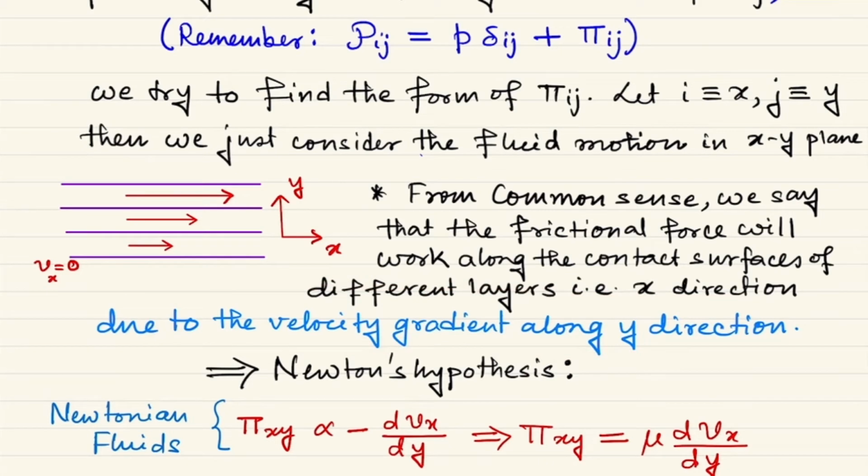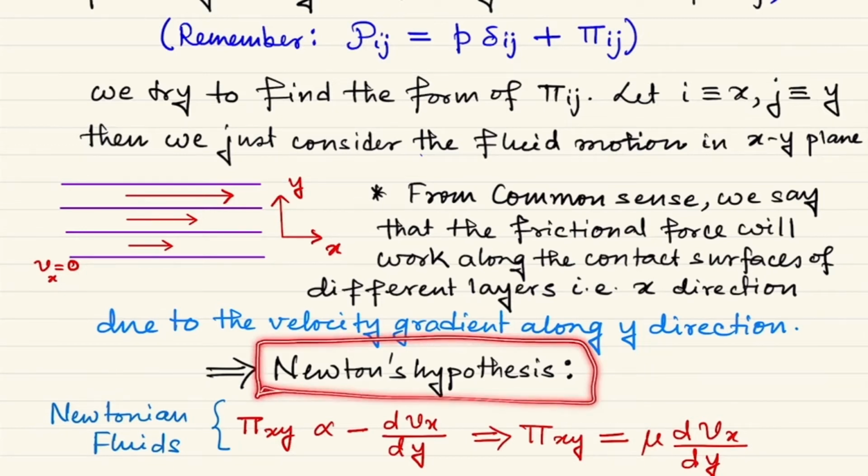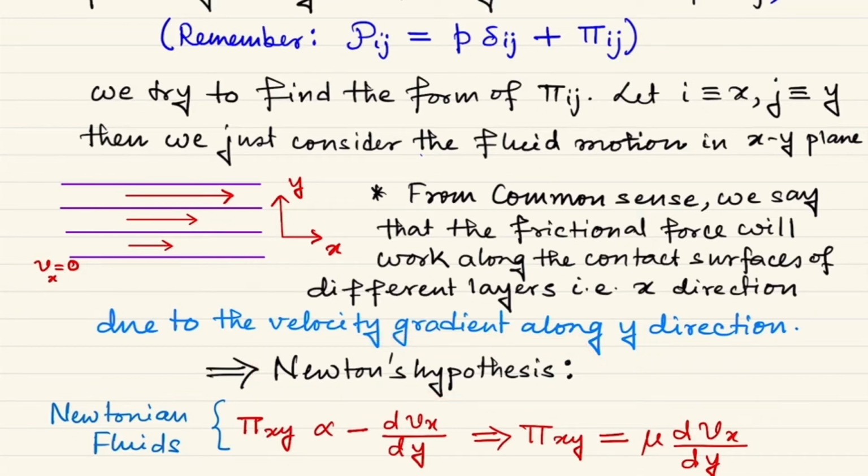If there is no velocity gradient, okay, that means the arrows are all of the same size, then there is no frictional force. Okay, then from that consideration, we pose, or actually Newton posed a hypothesis, and that is the tool, macroscopic tool, to get into this business of finding pi ij, is simply saying that pi xy should be proportional to minus dvx dy.